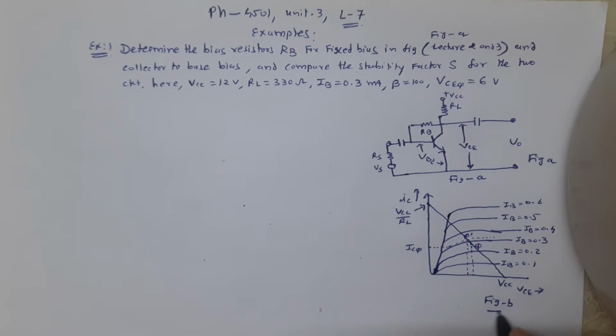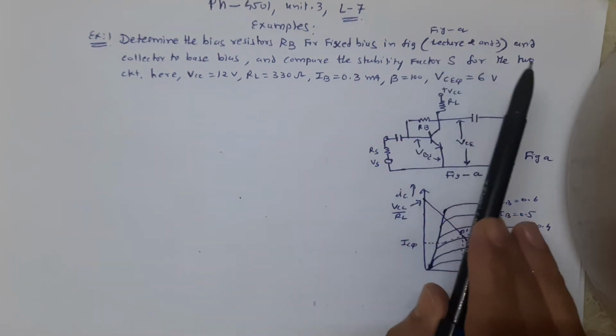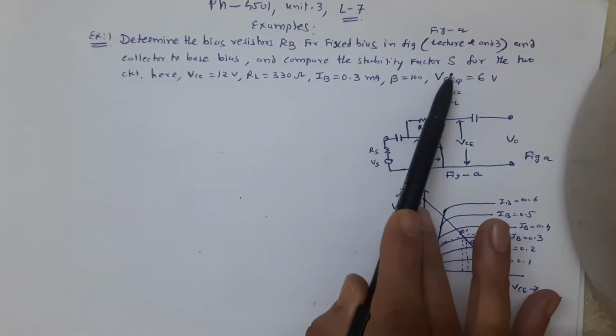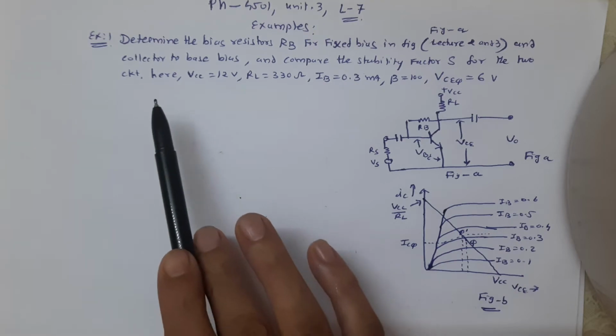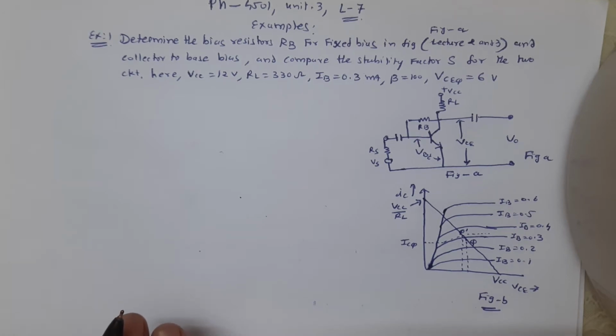This is your figure B. It is already given in lecture 2 and lecture 3, the collector to base bias, and compare the stability factor S for the two circuits. Here we are taking VCC equal to 12 volt, RL equal to 330 ohm, IB equal to 0.3 milliampere, beta equal to 100, and VCEQ equal to 6 volt.